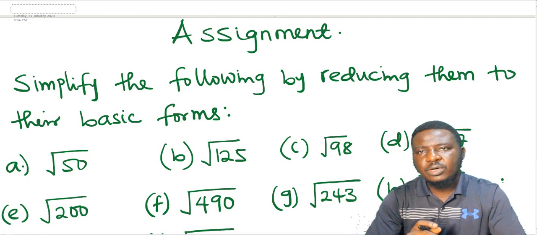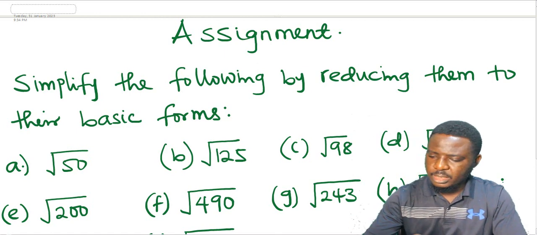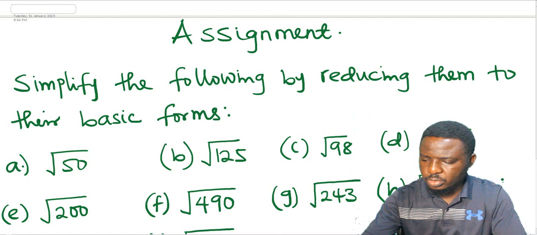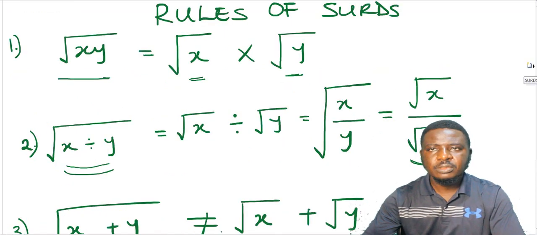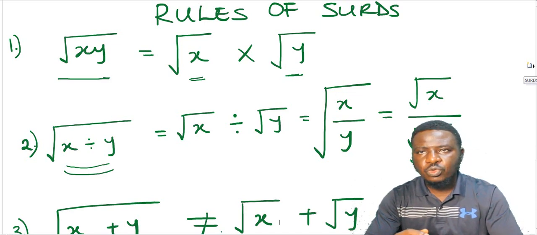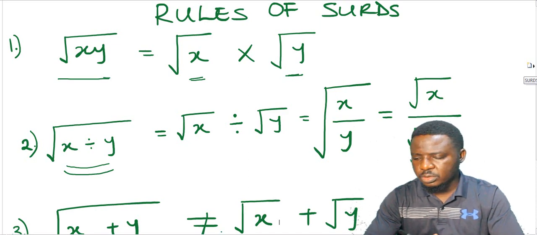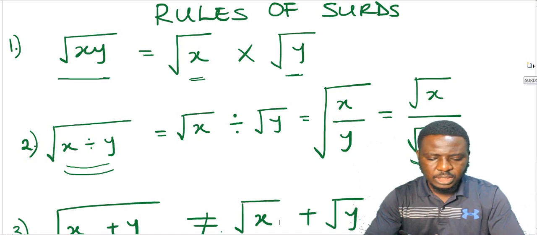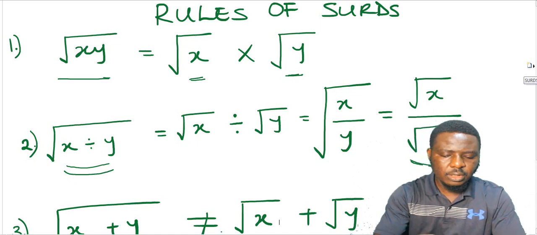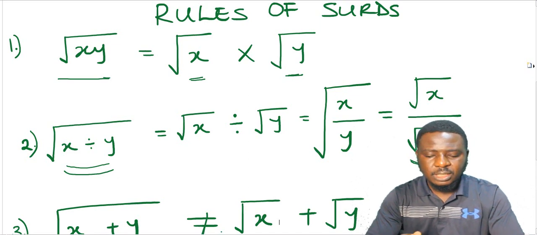Today's class is a continuation of our previous classes on Surds. At the last class, I introduced Surds to you and we looked at the different types of Surds. We also looked at the rules of Surds, where I gave you about 3 rules of Surds, which says root x y is equal to root x times root y.